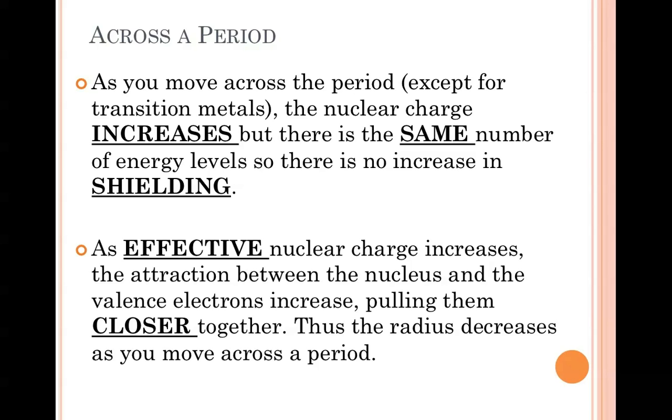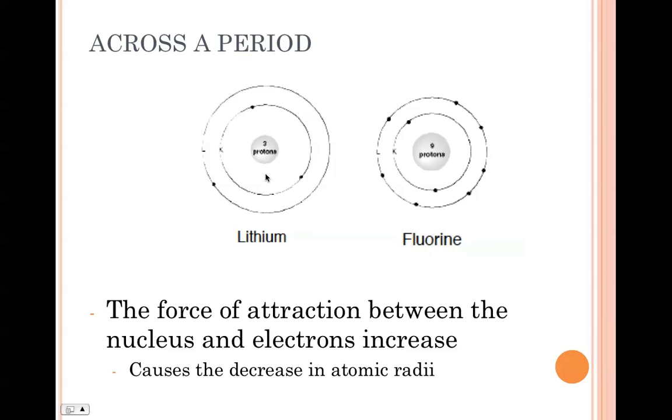It's almost like making a larger magnet as we go across the period. Thus, because they're pulling them in closer, the radius is going to decrease, so the size of these atoms are decreasing from left to right. So you can see here with lithium, and then in the same period we have fluorine. Okay, we're actually going to get smaller because of, again, this greater effective nuclear charge that's pulling our electrons in.